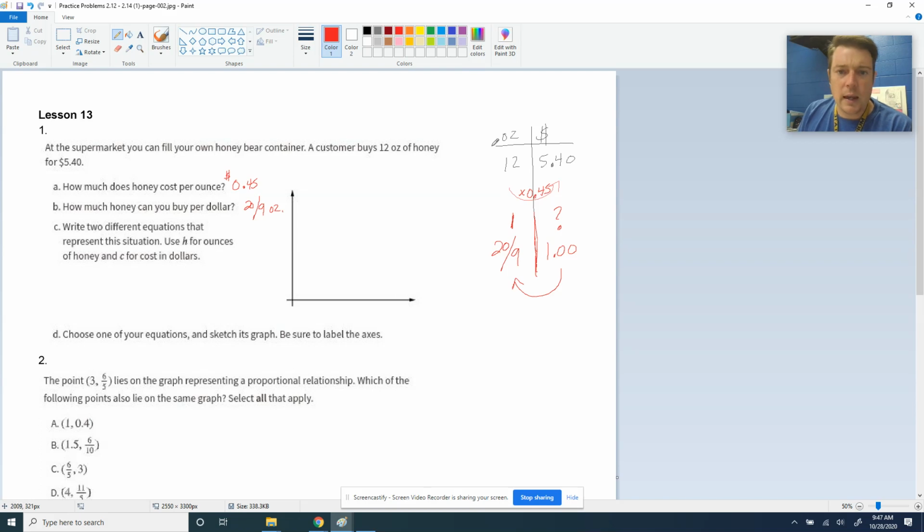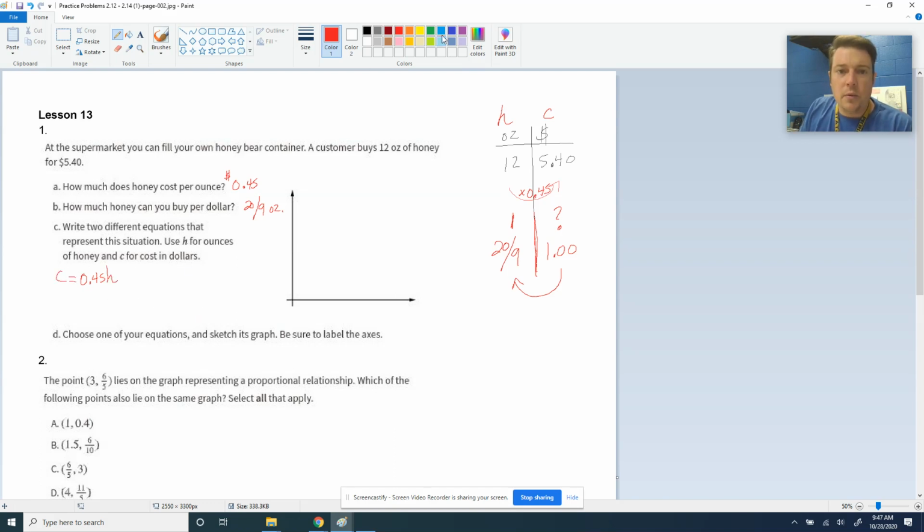So we're going to say H is ounces. So we're calling this H. And we're writing over here C is cost in dollars. Okay, so what I'm going to do is write my equation first. I was multiplying H's times 45 cents to get C's. So I'm going to start with that one. So H multiplied by 45 cents, which would look like this, to get what C equals.